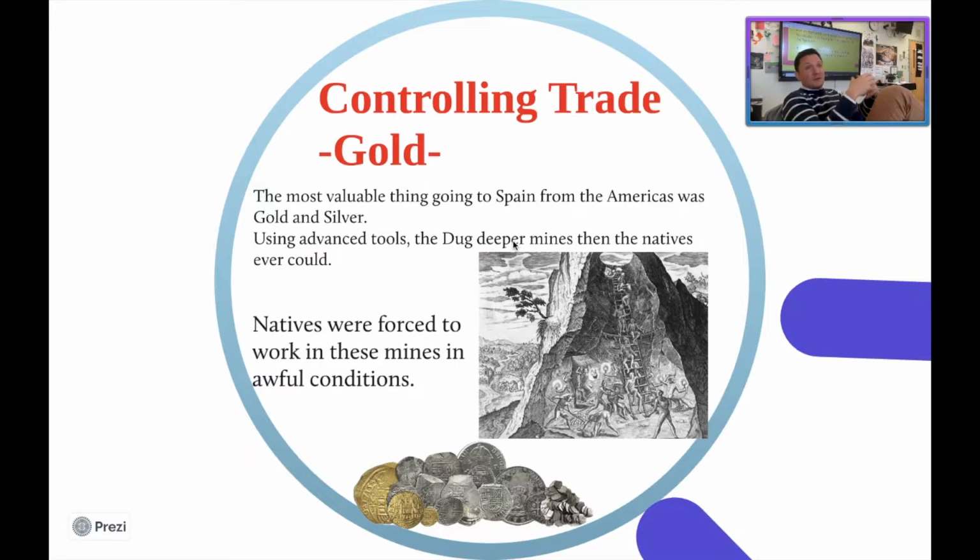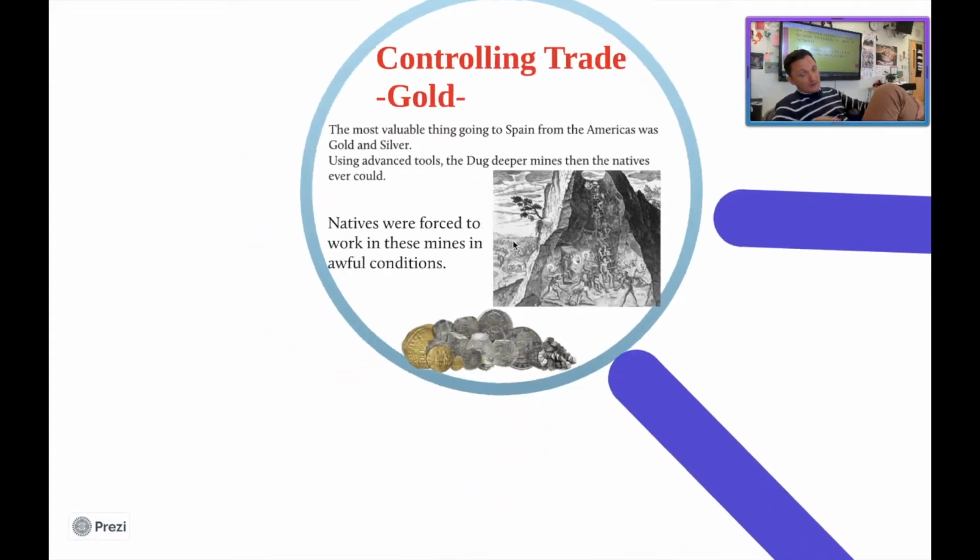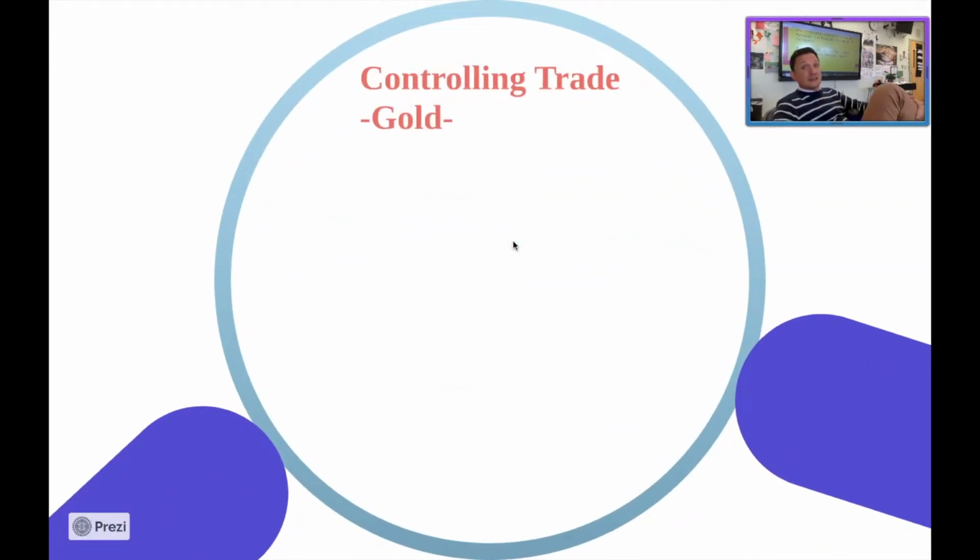These are primitive mines and simple mines that are just dug deep down into the earth that were prone to collapse at any minute. And again, the Spanish would not go down there themselves. They were forcing natives to go down there, right? And we'll talk again, like I said, about the system that actually pushed them to do this.